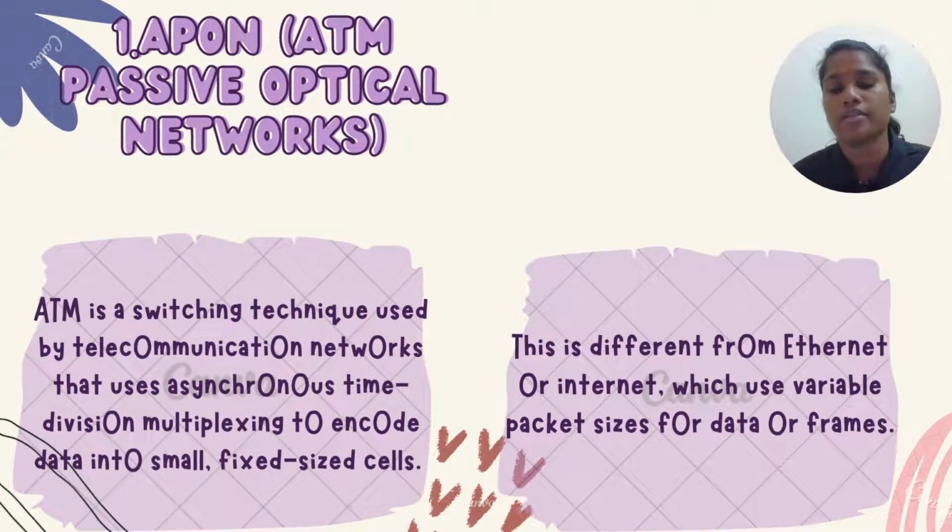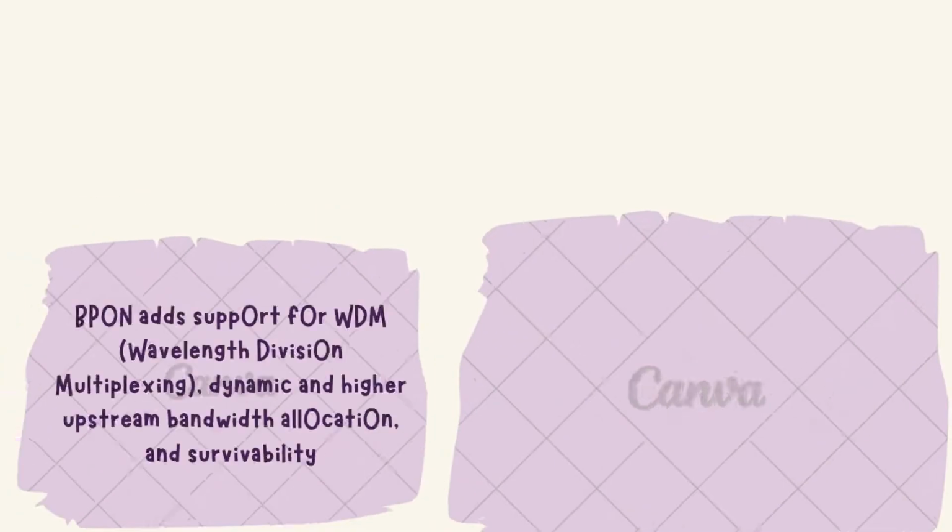Usually, ATM or passive optical networks are used by some telecommunication networks, which use asynchronous time division multiplexing to encode data into small fixed size cells. It is called a switching technique used by some telecommunication networks. This is different from Ethernet, because Ethernet uses variable packet sizes for data.